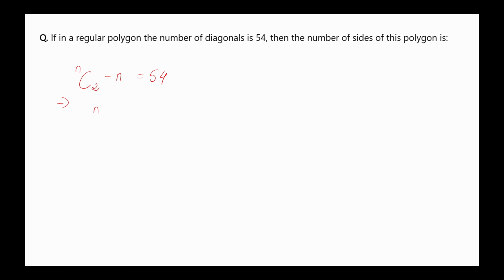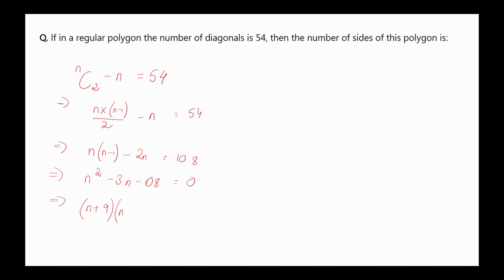Now let us solve this. We are going to get n into n minus 1 by 2 minus n equals 54. So from here I can take 2 to the other side. This becomes n into n minus 1 minus 2n equals 108. From here we get n square minus n minus 2n, which makes it minus 3n minus 108 equals 0. So from here what do we get? N plus 9 and n minus 12. Of course, n cannot be minus 9. My number of sides of a polygon cannot be negative, so this one is rejected. This one is taken, so my n becomes 12. This is my answer.